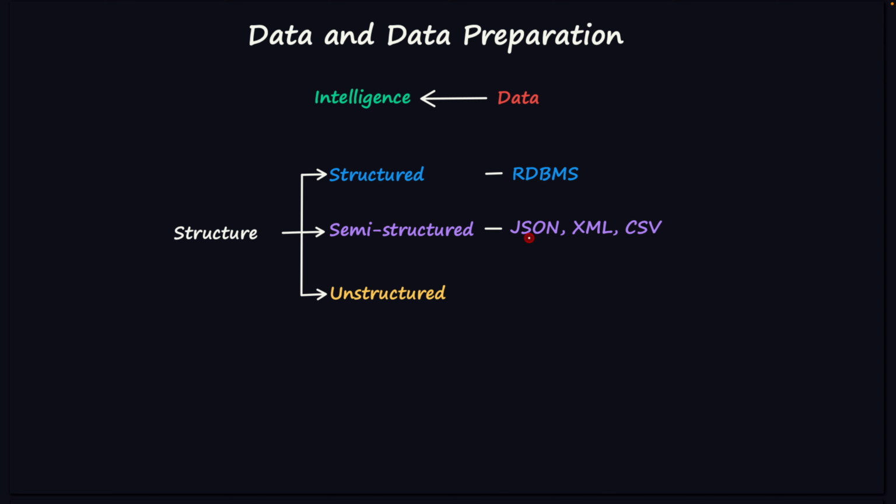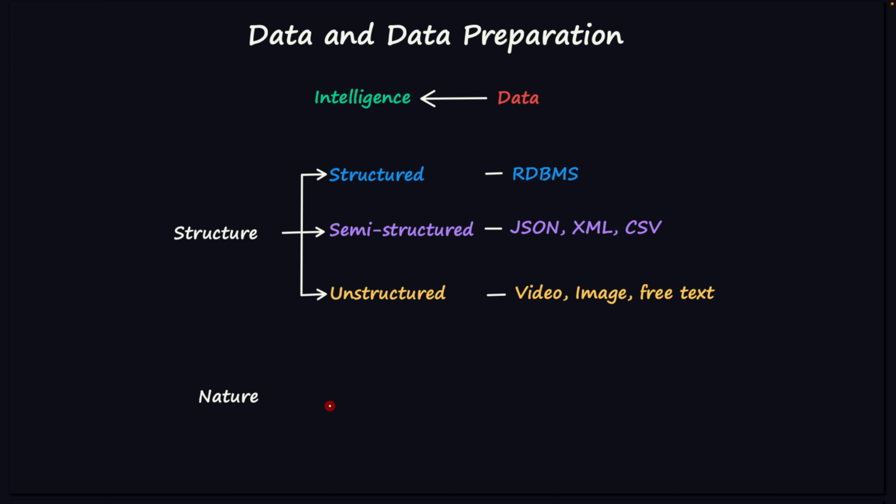and CSV. Here we have some sort of structure, but it is not as rigorous as the one that we have in the relational database. So that is why these are called semi-structured. And finally, we have unstructured data. Unstructured data include things like videos, images, and any free text file. They may not have any structure. So those kinds of data are called unstructured data.